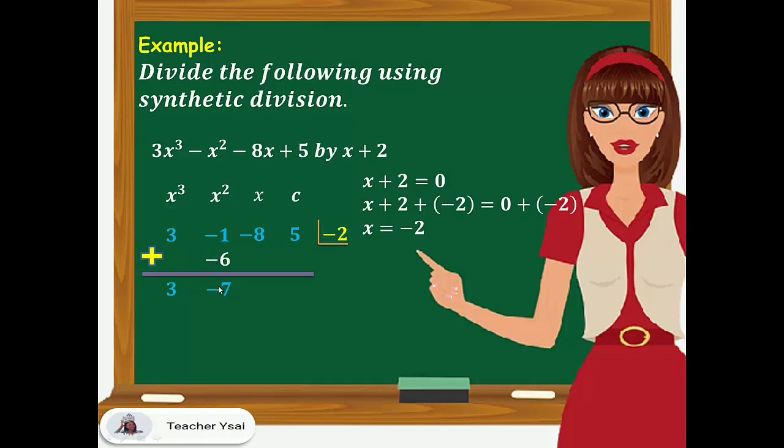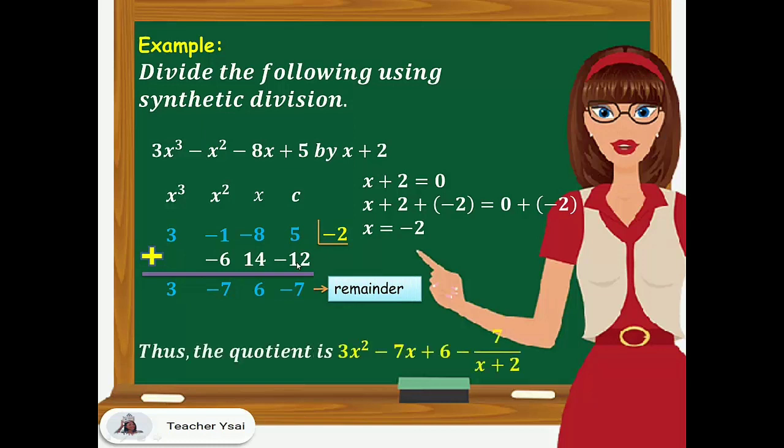Then we'll multiply the sum by the constant divisor and we'll place it beneath the coefficient of the next largest power. So negative 7 times negative 2 is positive 14. So we're going to place it below negative 8. So negative 8 plus 14, continuing the procedure, we have 6. And then 6 times negative 2 is negative 12. We'll place it beneath 5, which is the constant. So 5 plus negative 12 is negative 7. Negative 7 will be our remainder.